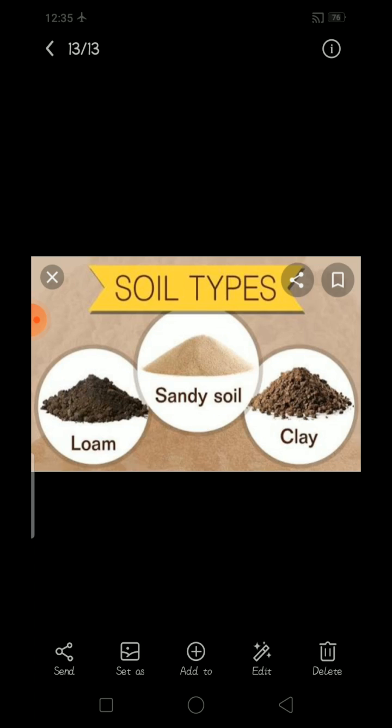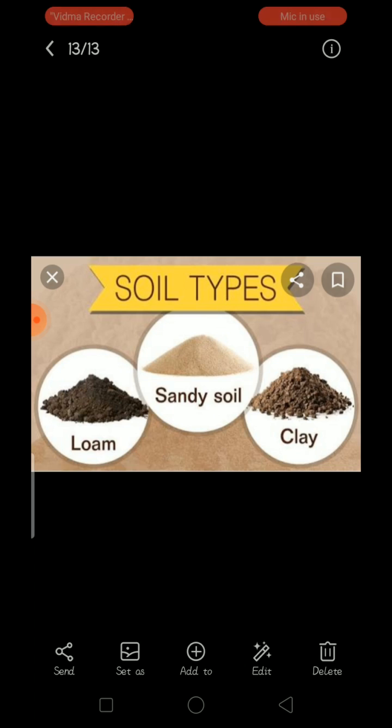So the mixture of rock particles and humus is called soil. And some other parts of soil are there. What are they? Living organisms like bacteria, earthworms, plant roots, they are the parts of soil.